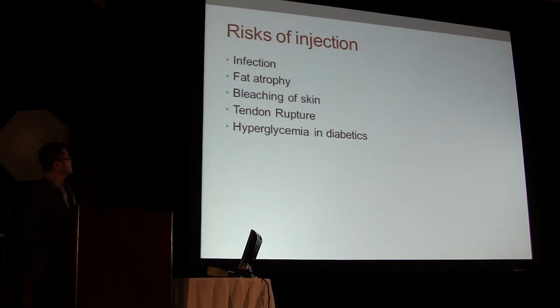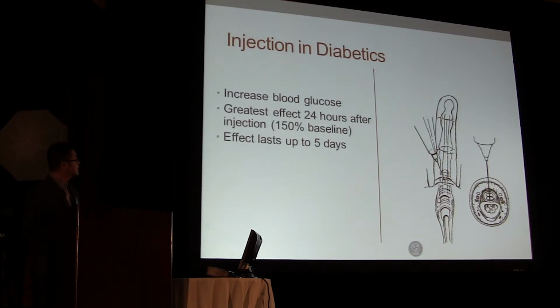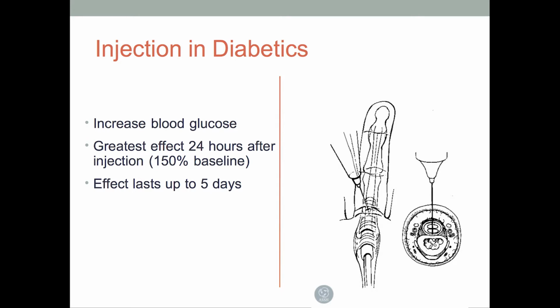So the risks of injection: everything we do may have a consequence, so just let them know that they could get infections, fat atrophy, bleaching of the skin. If you inject directly into the tendon, you could get tendon ruptures. And for diabetics, you have to let them know about hyperglycemia. In diabetics, I counsel them, your sugar is going to be elevated for about 5 days, so don't freak out if it goes up, okay? And then by 5 days, it tends to go down. In the first 24 to 48 hours, you'll see a 150% spike over your baseline.